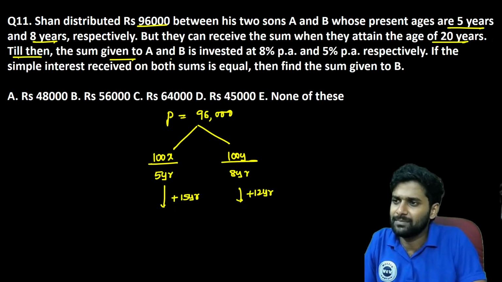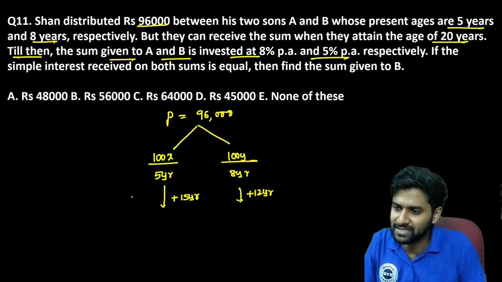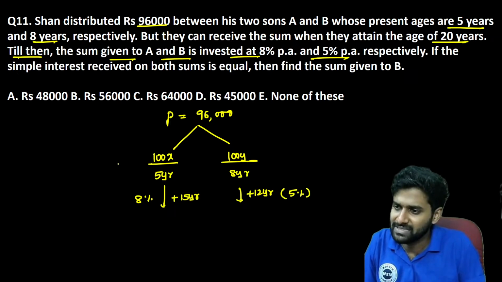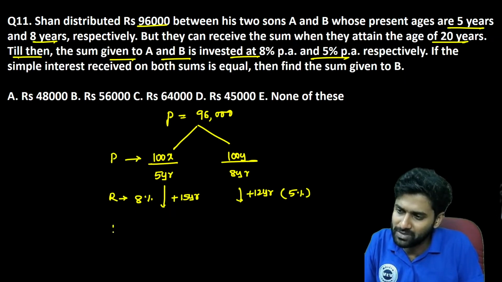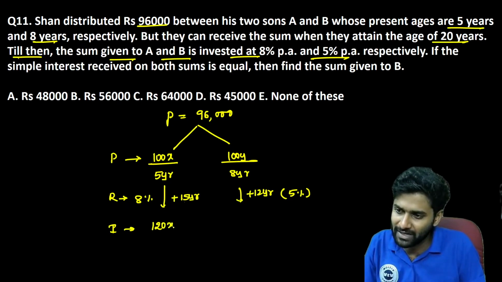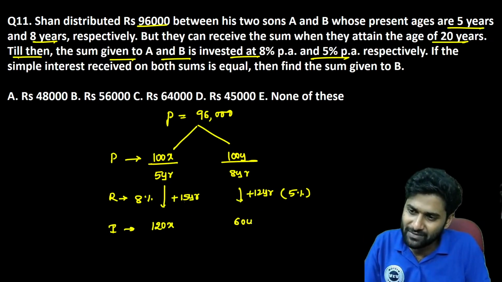Till then, the sums given to A and B are invested at 8% per annum and 5% per annum. See, one person will get 8% per annum, another person gets 5% per annum. Guys, if you take the principal here and this is the rate of interest, how much interest will you get here? So 15 multiplied by 8%, that person gets 120x as interest. Another person gets 60y as interest.